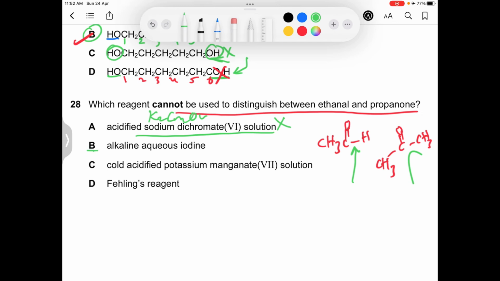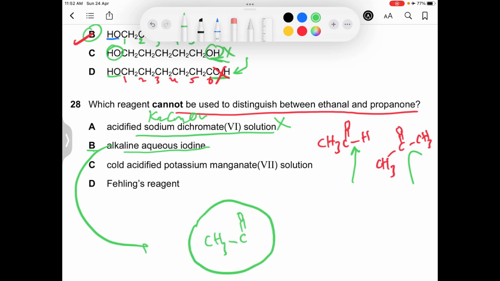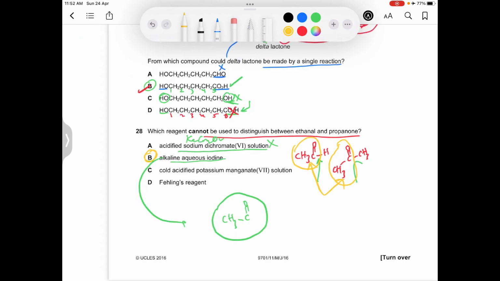B says alkaline aqueous iodine. You just remember that this type of test is used to test whether you have a carbonyl group that has a CH3. You notice that in both compounds, you have this group. So if you make this test for both these compounds, you won't get any difference in the results. Both have this group. So this reagent cannot be used to distinguish between the two. Okay, so the answer is B.